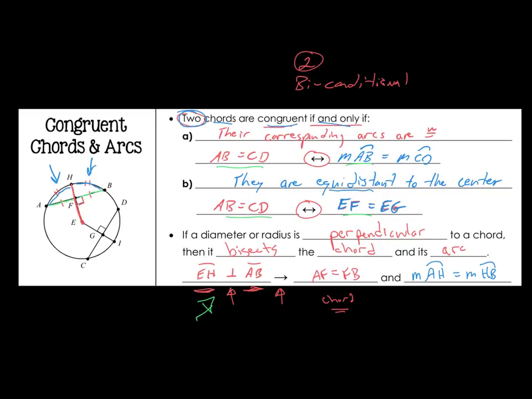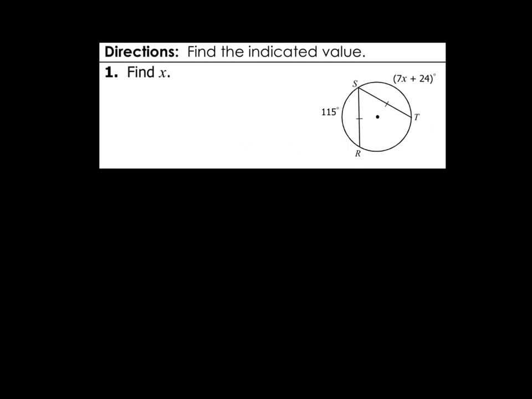There's going to be a lot of stuff going on here. Let's see if we can hold it together. So what do I notice here? I notice that I have a couple of chords and that they are congruent, which means that these arcs are also the same. So if those arcs are the same, algebraically, I can say that 7x plus 24 is equal to 115. And that's just a pretty straightforward piece.